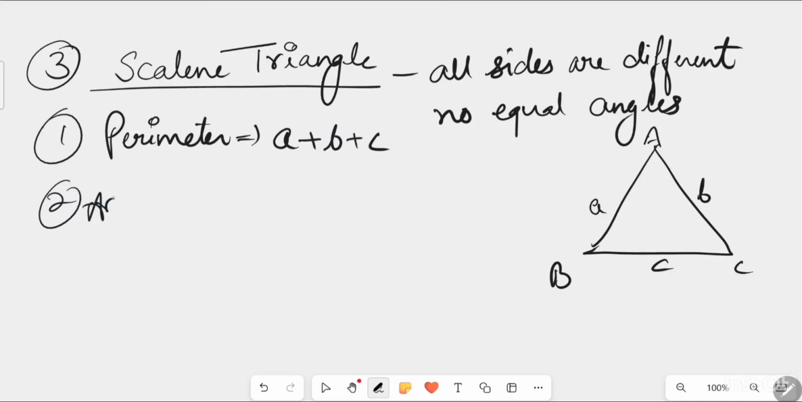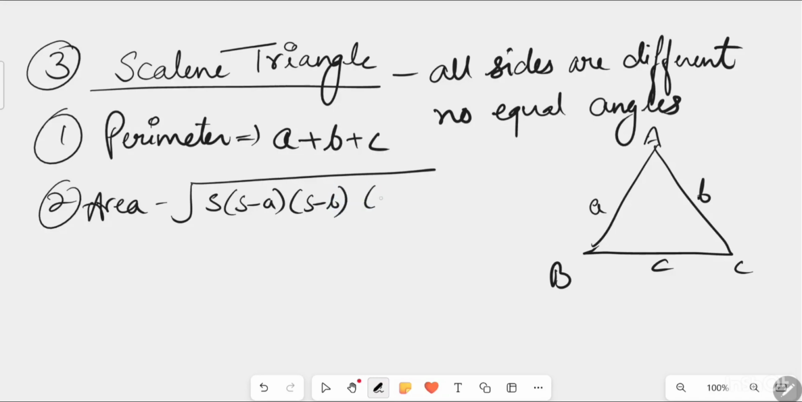Then area. We will find the area by Heron's formula. That will be under root S into S minus A, S minus B and S minus C, where S is the semi-perimeter, A plus B plus C by 2, and A, B, C are the sides of the triangle.